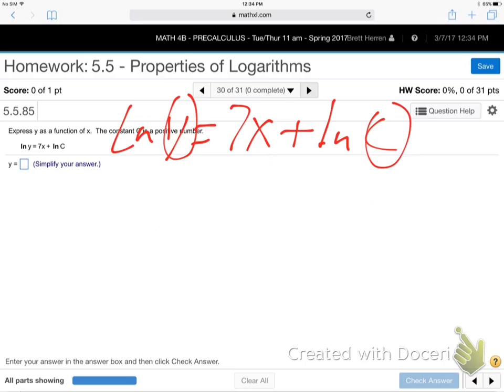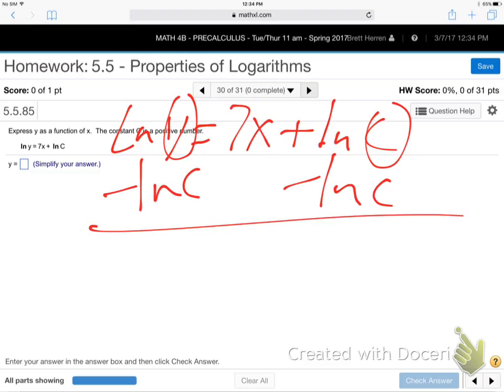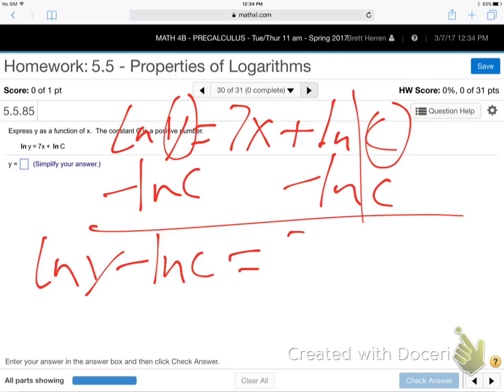Okay, so what do we do then? Well, there's a couple ways to do this. Let's subtract ln c from both sides, and we get ln y minus ln c is 7x. Get the two logs together. This is just one of many ways to do this problem. Get the logs on the same side.